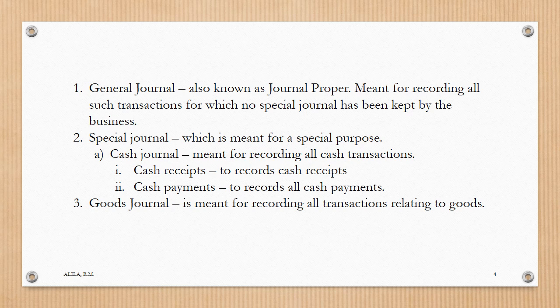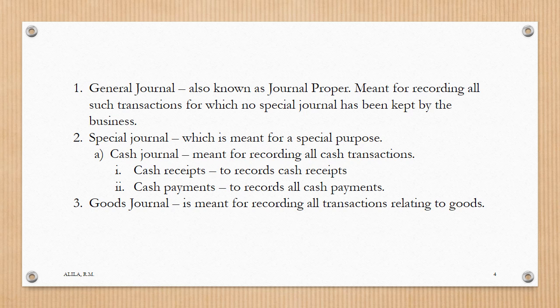So a general journal, also known as a journal proper, is meant for recording all such transactions for which no special journal has been kept by the business. Otherwise, we may have those special journals which are meant for specific purposes. We may have the cash journal, as already explained, meant for recording all cash transactions: cash receipt to record cash receipts, cash payment to record all cash payments, and the goods journal.